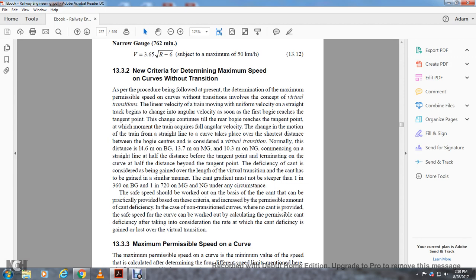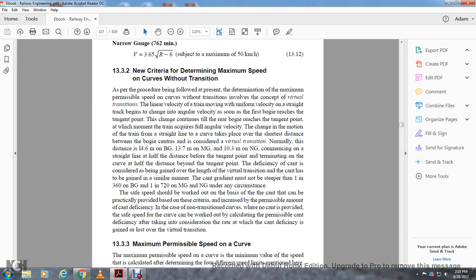Notice that the distance is 14.6 meters for broad gauge, 13.7 meters for meter gauge and 10.3 meters for narrow gauge, commencing on a straight line, half the distance before the tangent point and terminating on the curve, half the distance beyond the tangent point. The difference of the cant is considered as being gained over the length of the virtual transition. The cant has to be gained in a similar manner.